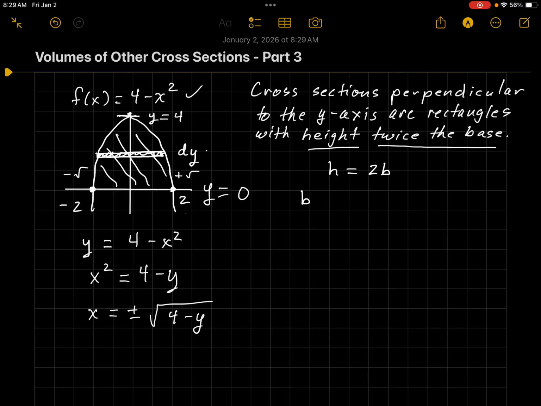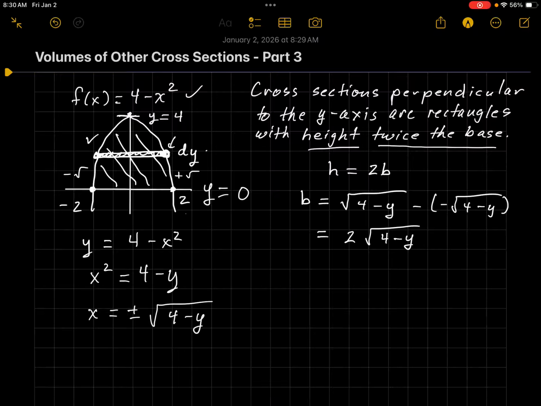The length of my base is going to be the big value over here minus the small value over here. So it will be the positive square root minus the negative square root. And if we were to simplify that, that becomes 2 times the square root of 4 minus y.